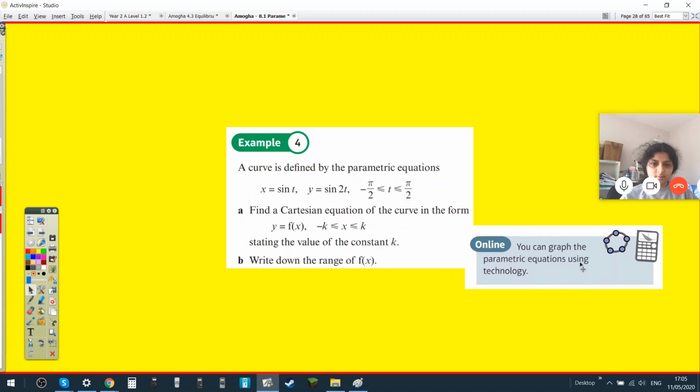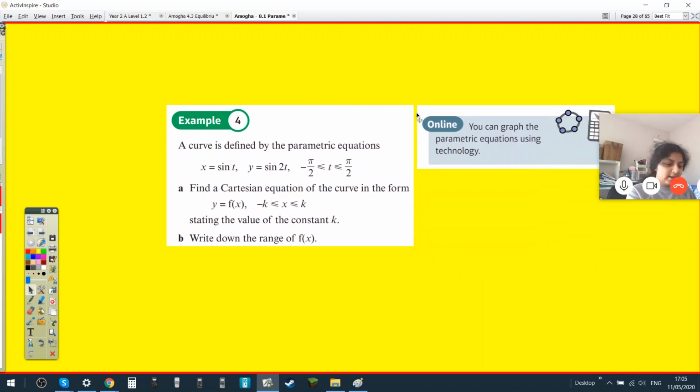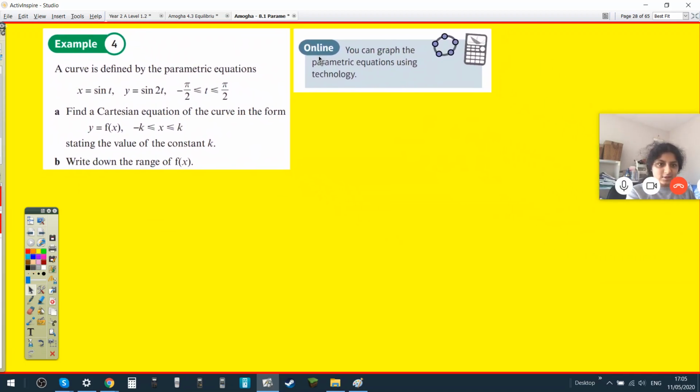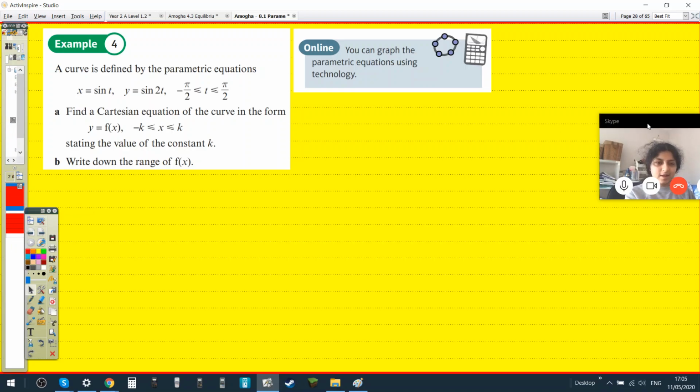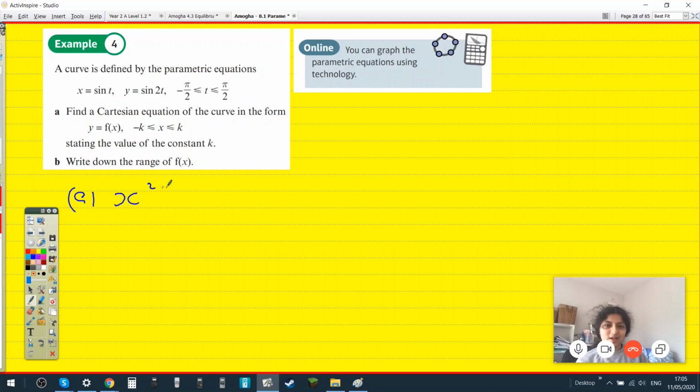But, okay, how about this? So you do the same thing. So you do x squared is equal to sine squared t. And then y squared is equal to sine squared 2t. I don't know what you do next. What's this 2t about?